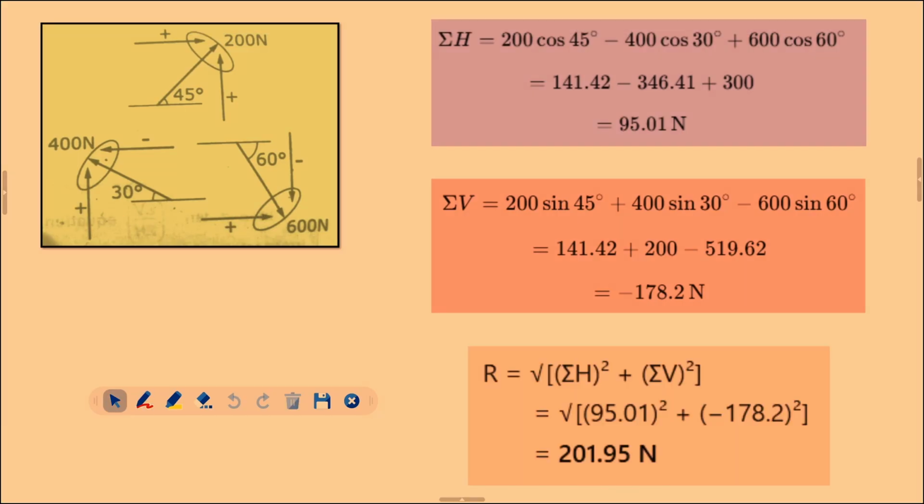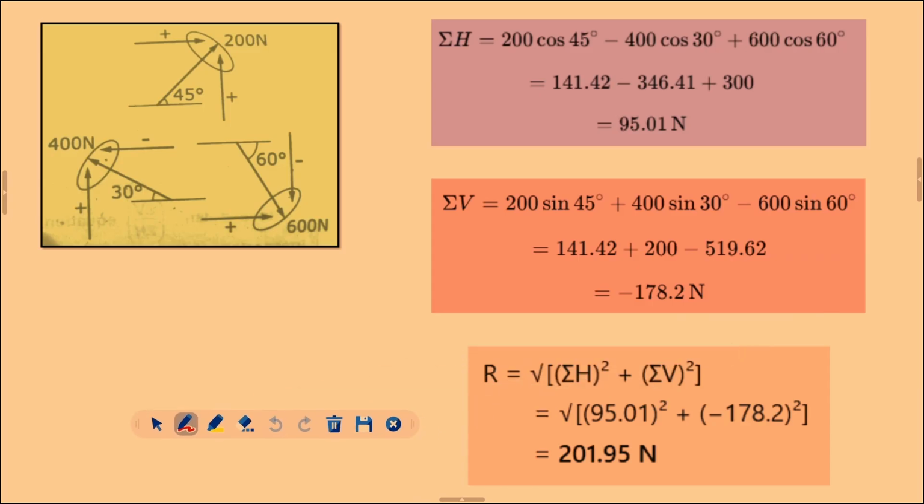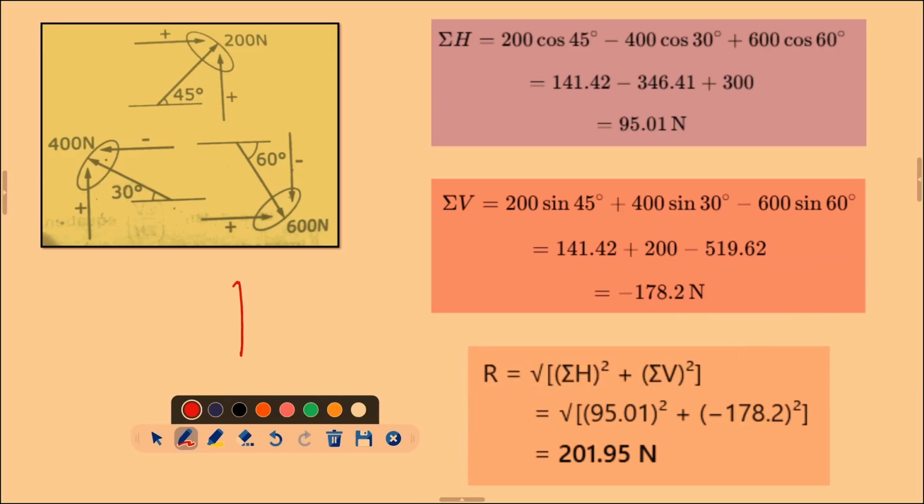So, the resultant: we know, if one force is acting in this direction and another force is acting in this direction, the resultant will act in this direction. Now, we know these 2 forces and we need to find this resultant. So, how to find the resultant? Resultant is nothing but the square root of summation of H square plus summation of V square.